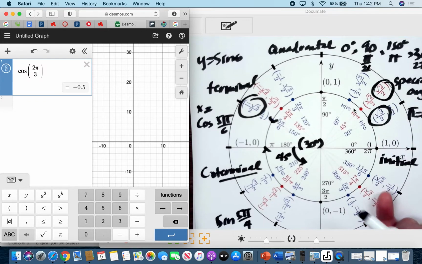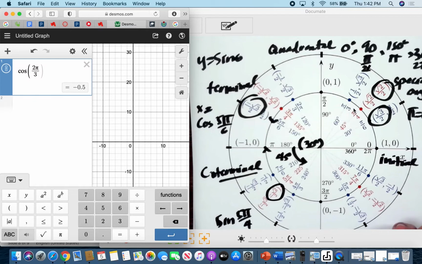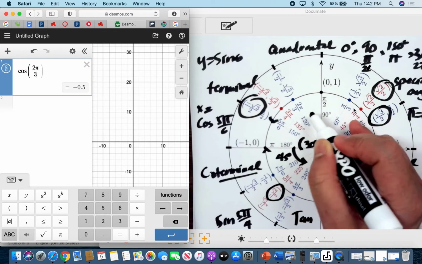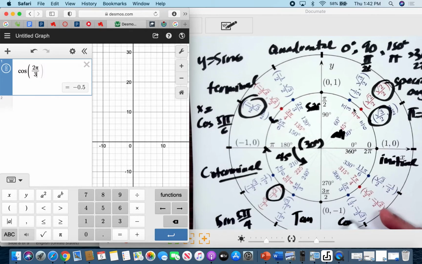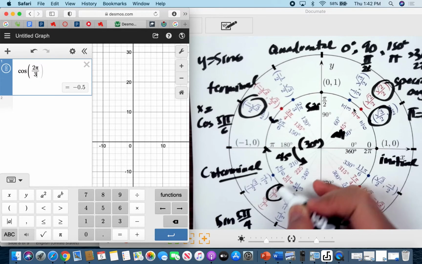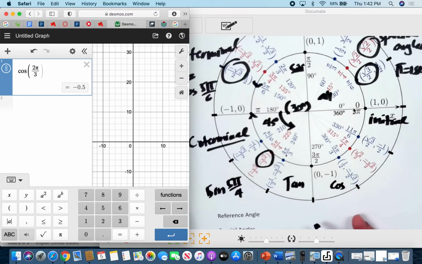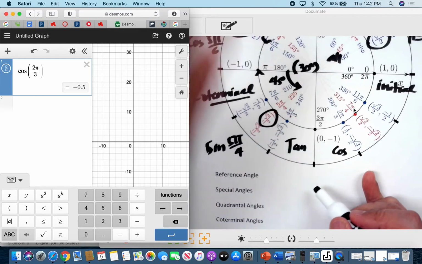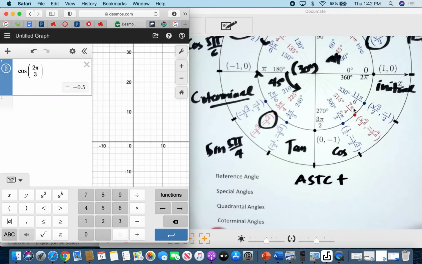And so therefore, sine 5 pi over 4 is also square root of 2 over 2, but it is negative because it is not in its territory. Tangent is positive here. Here is sine, here is all, and here is cosine. So since sine is not in its proper position, it's going to be negative. Now, we call this way of memorizing the signs of our circular functions ASTC plus.